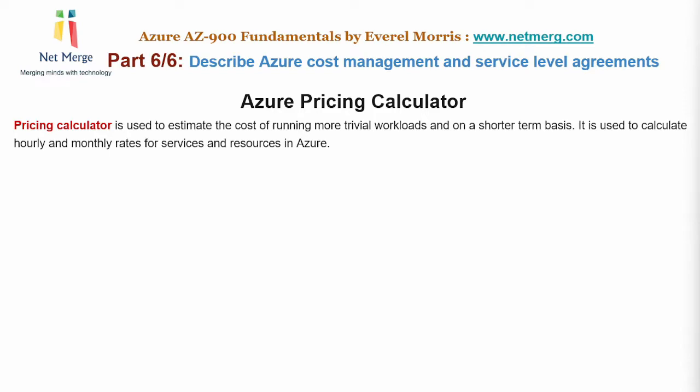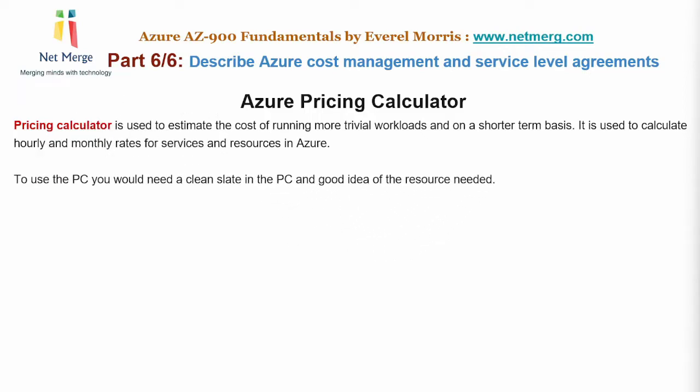We're going to look at another type of calculator, which is called a pricing calculator. I want you not to make the same mistake I made with the two calculators. TCO is total cost of ownership, and you use it just when you're doing your cloud adoption. The pricing calculator is what you would use on a routine basis, and it's used to estimate the cost of running more trivial workloads over a specific period of time. So you would use it to calculate costs on a particular workload.